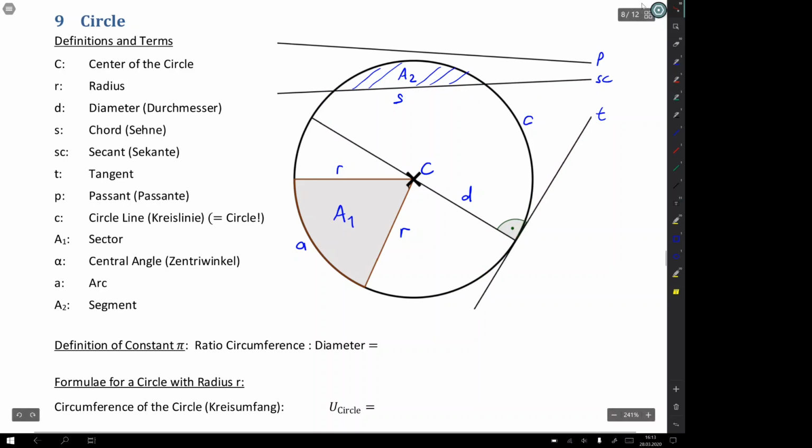When we connect this point where the tangent touches the circle with the center, this line is then perpendicular to the tangent. There is also the passant, which is just a line that does not meet the circle. We have a sector, which is just a part of the circle starting from the center. The arc is the part of the circle line that belongs to the sector. And last but not least, we have also a segment, which is the area between a chord and the circle line.